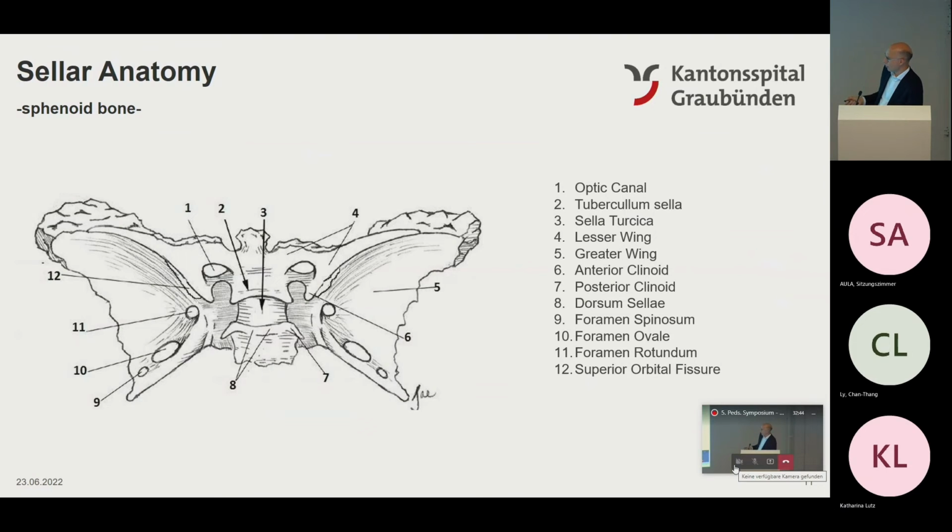You have, of course, here the optic canal, you have the tuberculum, the Sella. Number 4 is the lesser wing of the sphenoid bone. This is the greater wing. This is the anterior clinoid, posterior clinoid, dorsum sellae. I have already checked, number 9 is foramen spinosum, foramen ovale, foramen rotundum, and superior orbital fissure. This is a view from above.